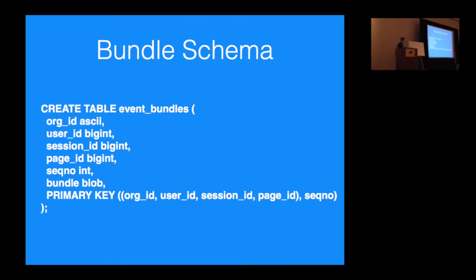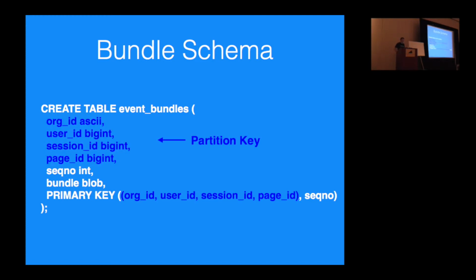I'll talk really quickly about our schema. It's pretty simple. We have this event bundles table, which is what we're inserting into. These first 4 values are all just application-defined IDs. Cassandra doesn't really care about what they are. We shove them all together into a single partition key. These 4 IDs together define a single recording of a page. You can kind of see the org is the customer, the user is the person, the session is what session they're in, and the page is within the session.